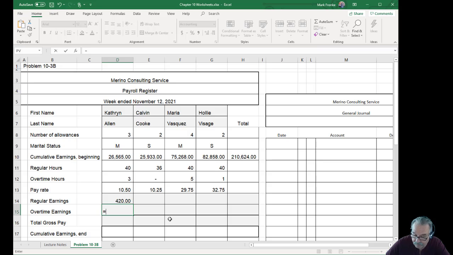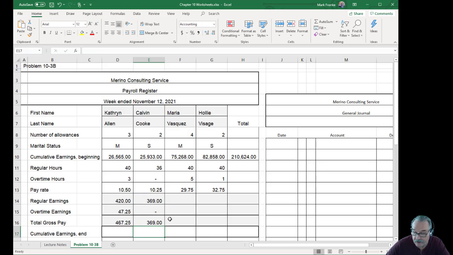Overtime earnings is going to be the overtime hours, which is 3, times the rate times 1.5, because we're going to pay 1.5 times for overtime, and that's $47.25. So if I add the regular pay and the overtime earnings, I get gross pay for Catherine Allen of $467.25. Calvin Cook, we will multiply regular hours times the rate, $369.